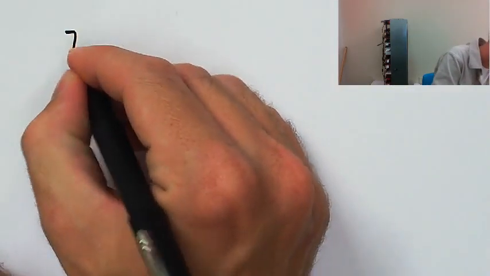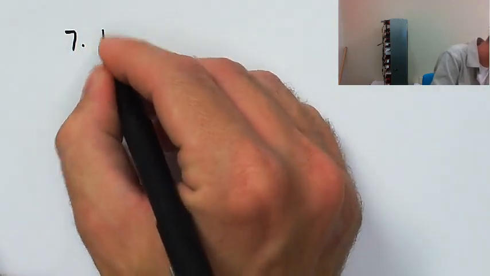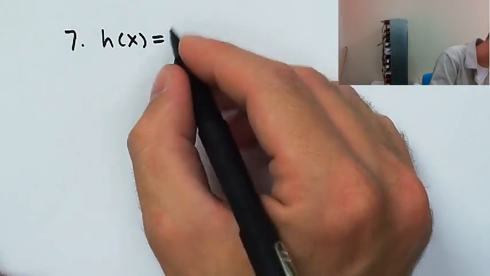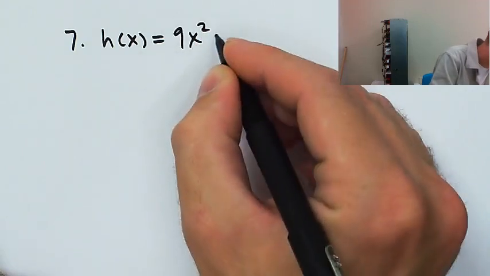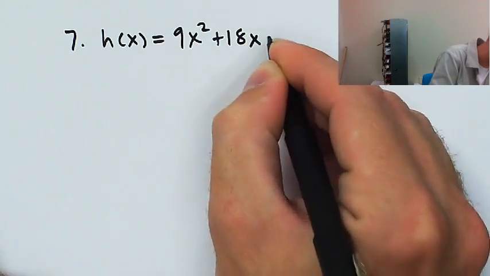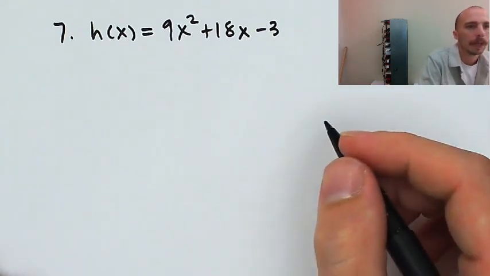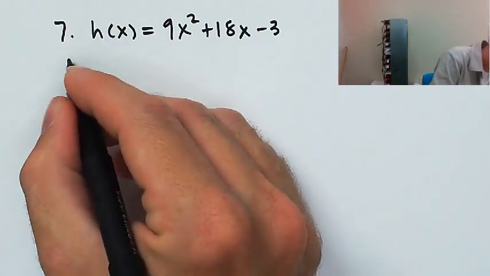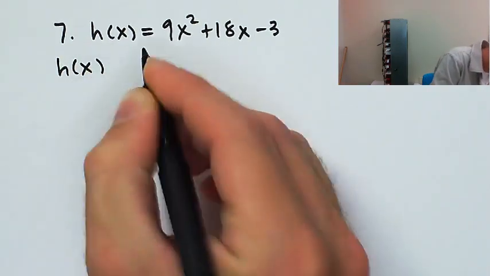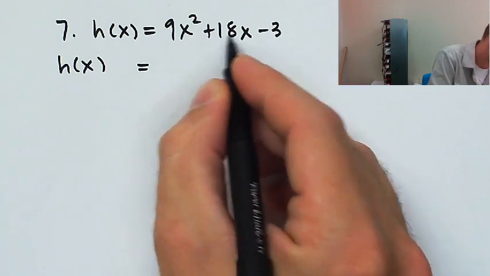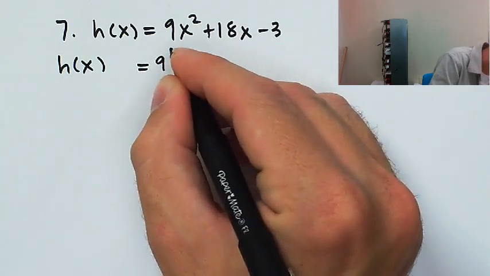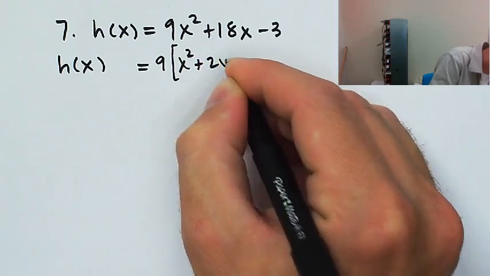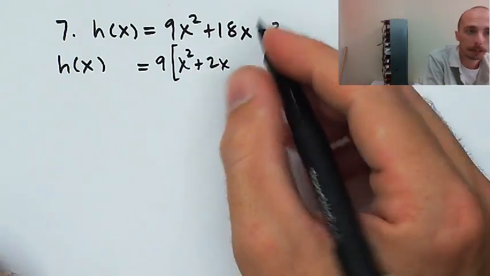Right. 7. h of x equals 9x squared plus 18x minus 3. Okay, and I'm going to complete the square on this thing just like I did with the other one. So I'm going to leave some room to add something to h of x, and I'm going to factor out this 9, but only from the things that have an x in them.